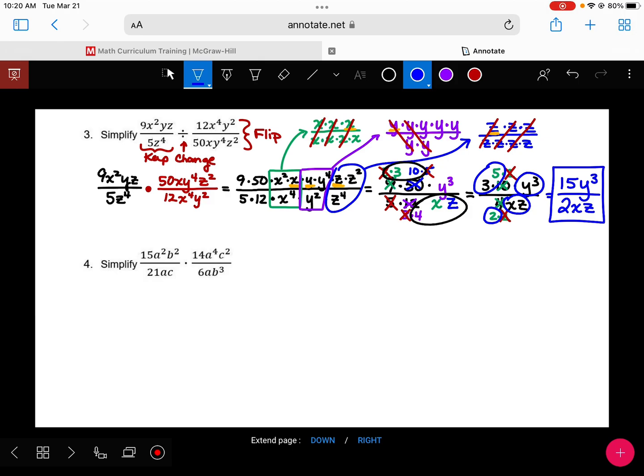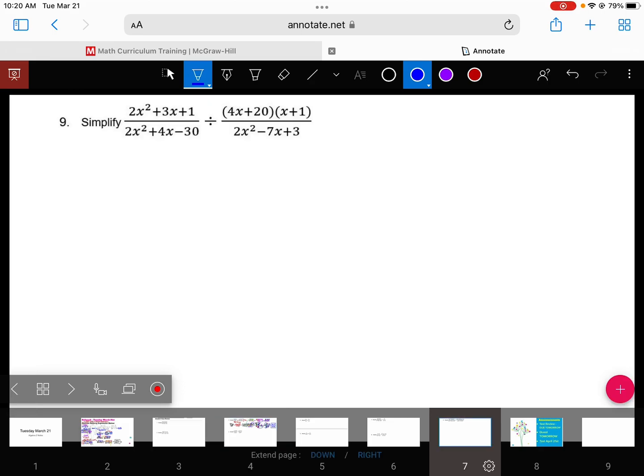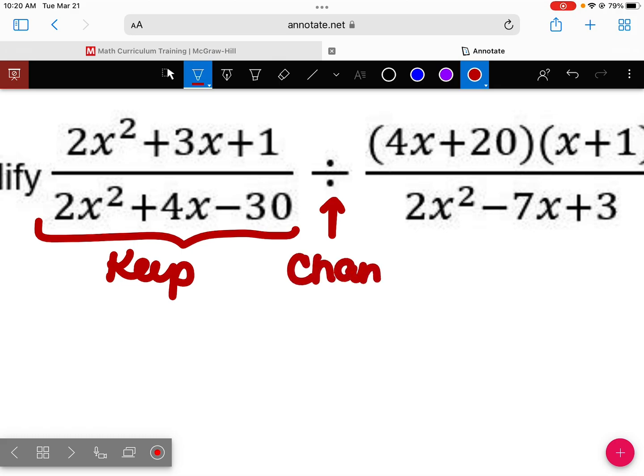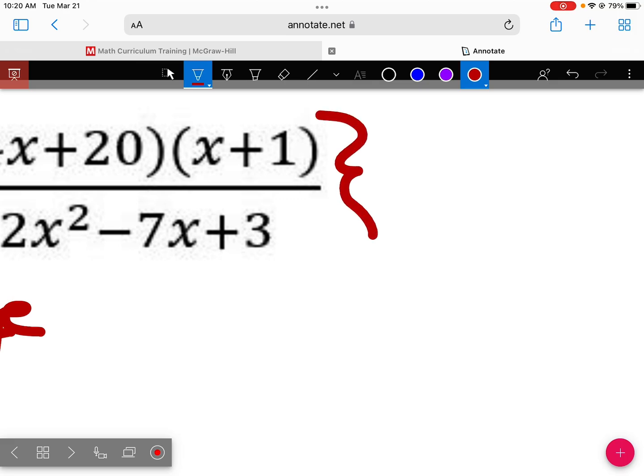Number 7. Oh, wait, no, 9. Number 9, very last one. Ooh, I don't blame you. What kind of a problem is it? Division, which means I need to keep, change, flip. So keep the first one, change the operation, and flip our second fraction.